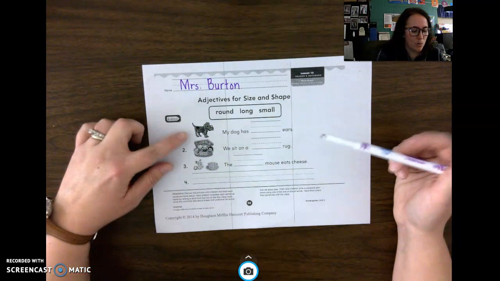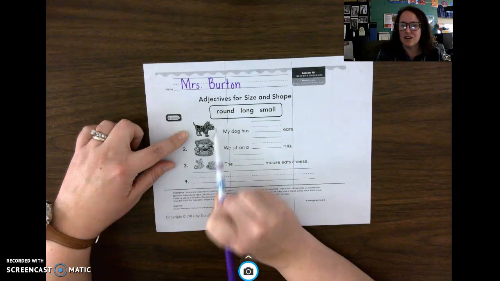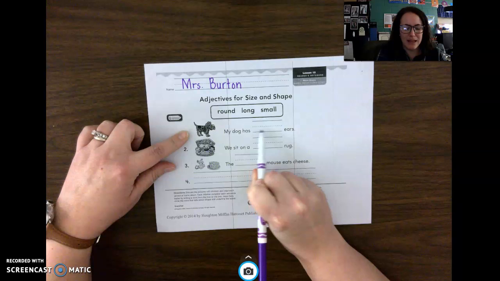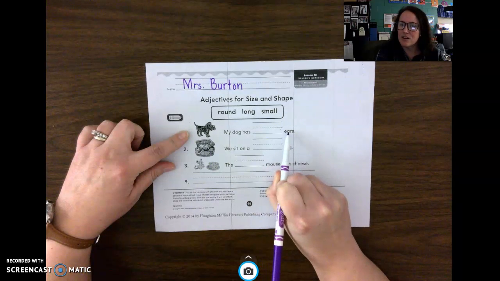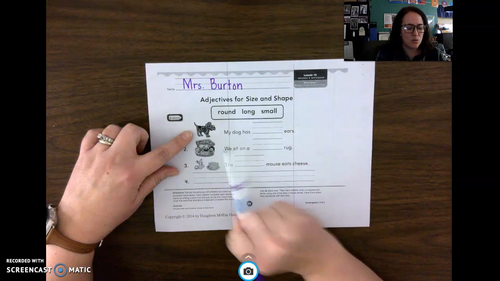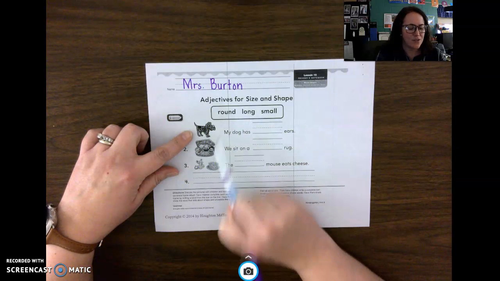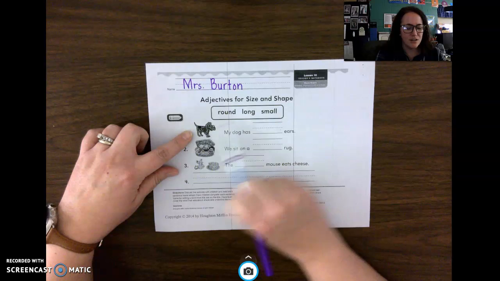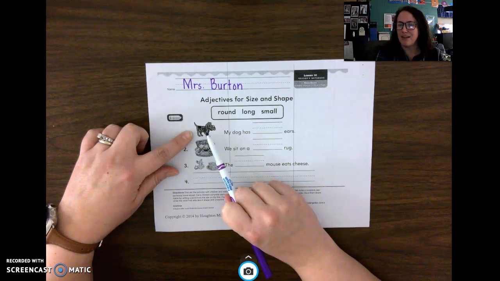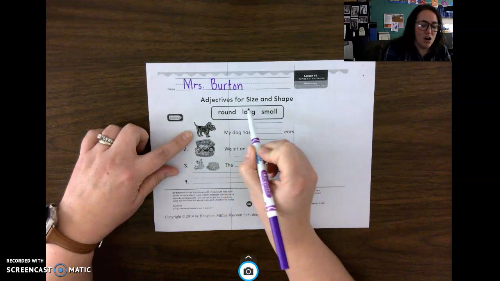So let's look at number one. We've got a dog. Let's take a good look at the dog. It says, my dog has blank ears. Okay, if you're looking at this dog, which one of these adjectives do you think would describe his ears? Does he have round ears, long ears, or small ears? Which one do you think it's going to be? I think he has long ears.